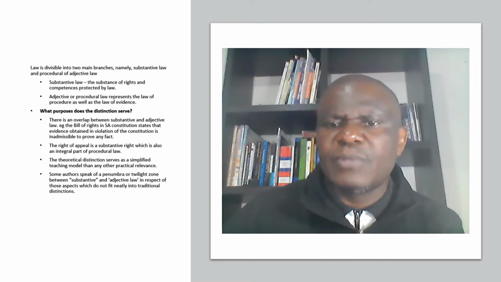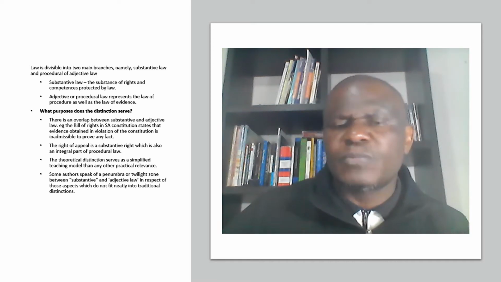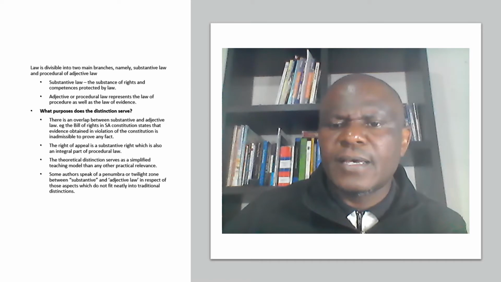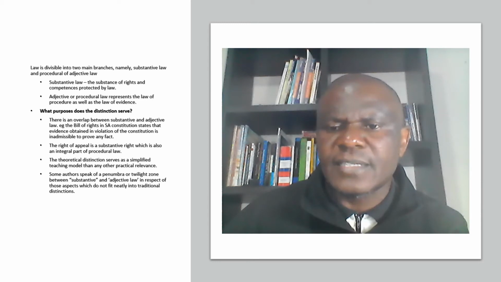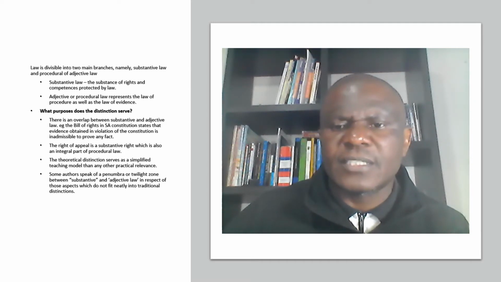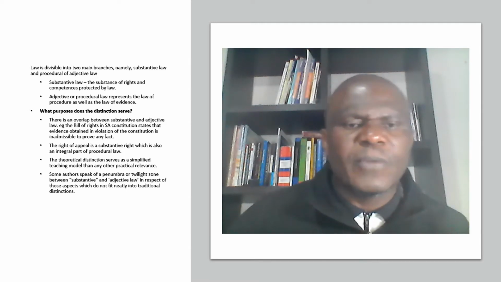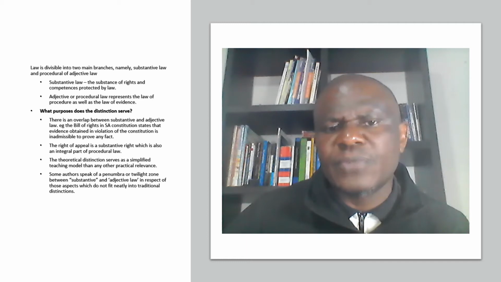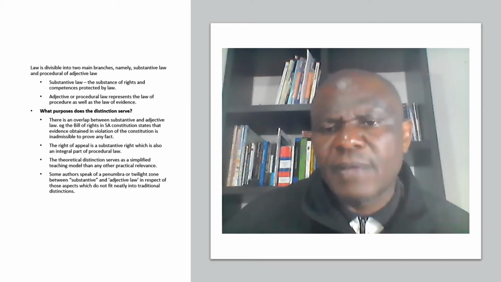E.g., in South Africa, the Bill of Rights in the Constitution states that evidence obtained in violation of the Constitution is inadmissible to prove any fact. You find that here we have a Bill of Rights which gives us the substance on the scope of the rights, and then it also contains an element of adjectival law, in the sense that it now begins to touch and refer to evidence. And then the other issue is that the right of appeal, which is a substantive law right, is also an integral part of procedural law.